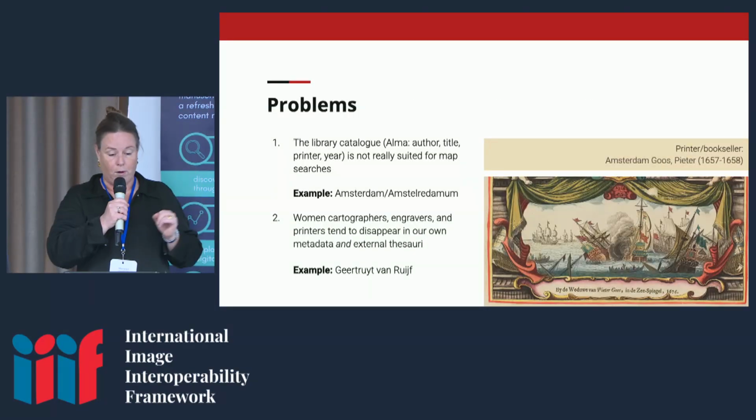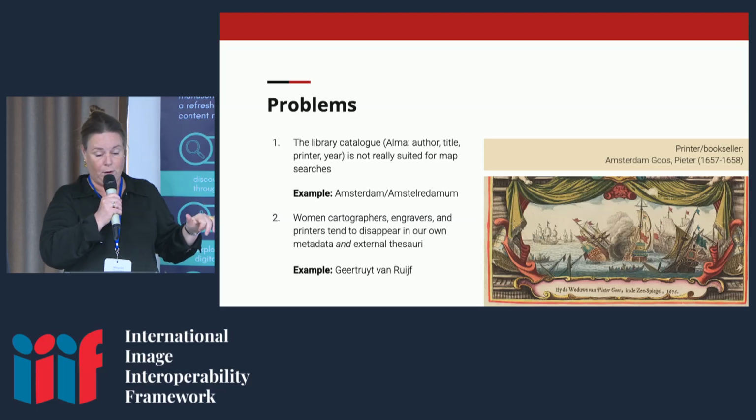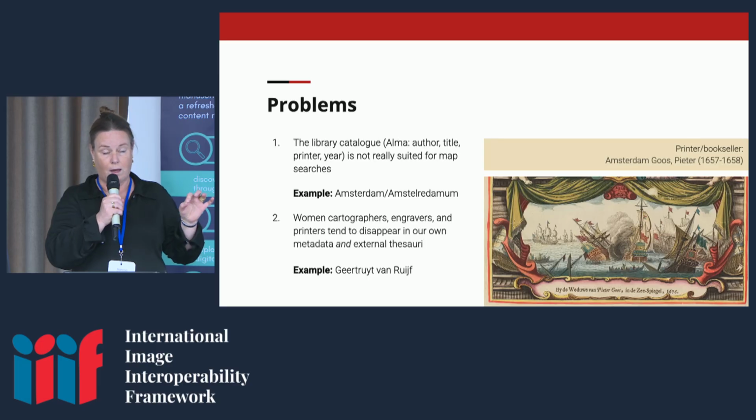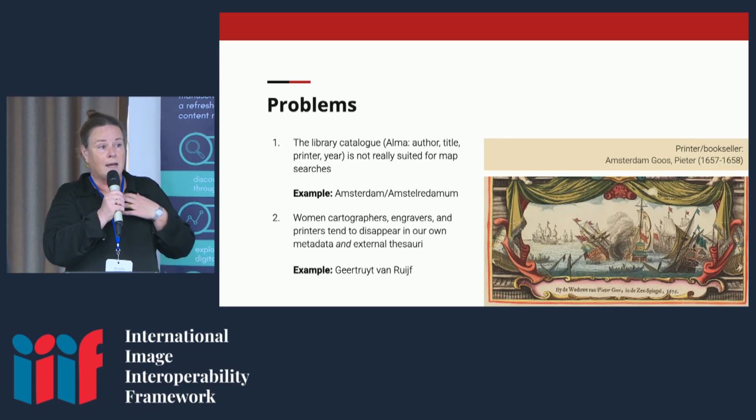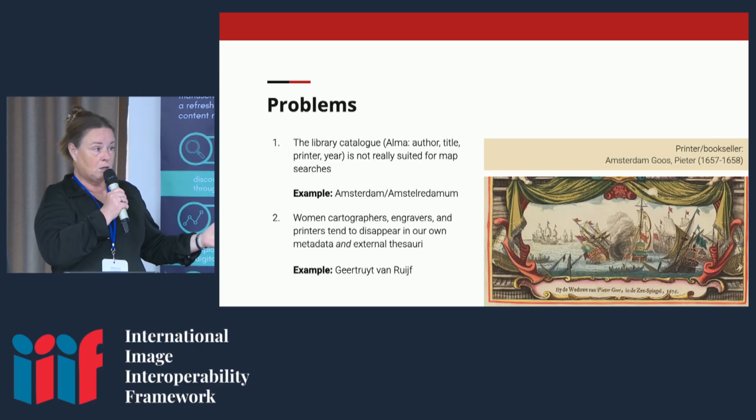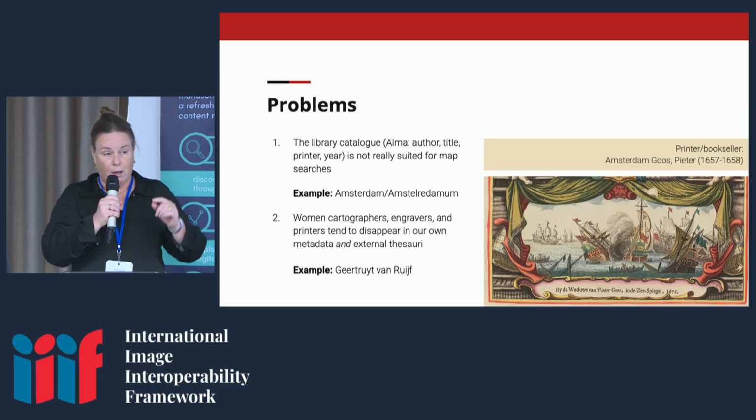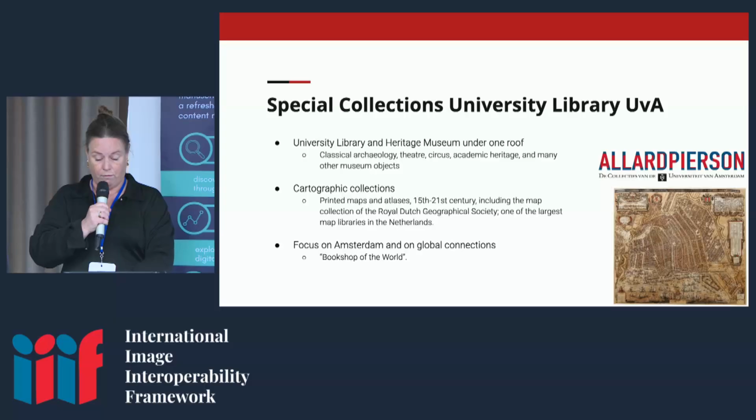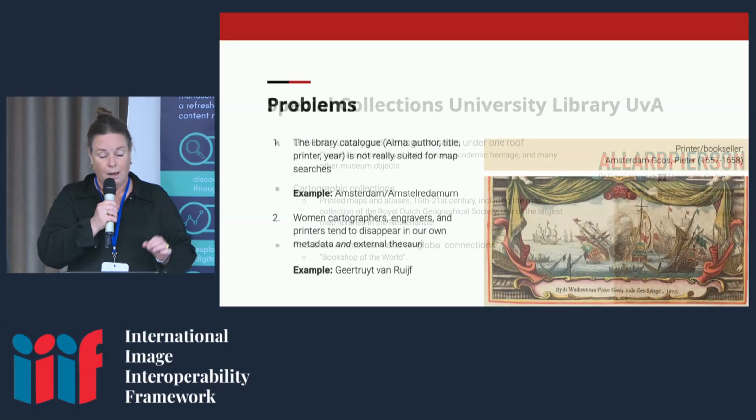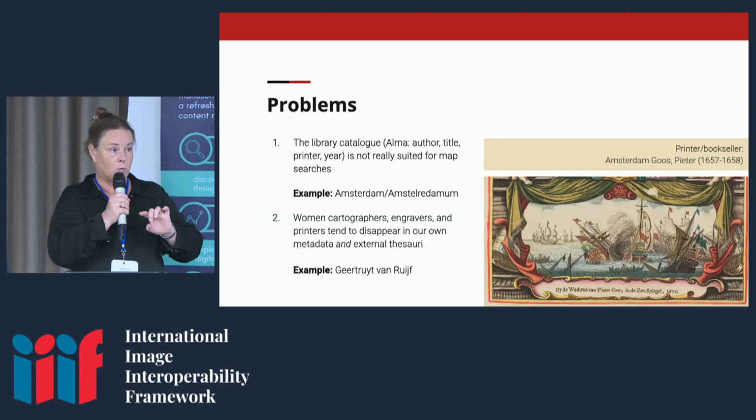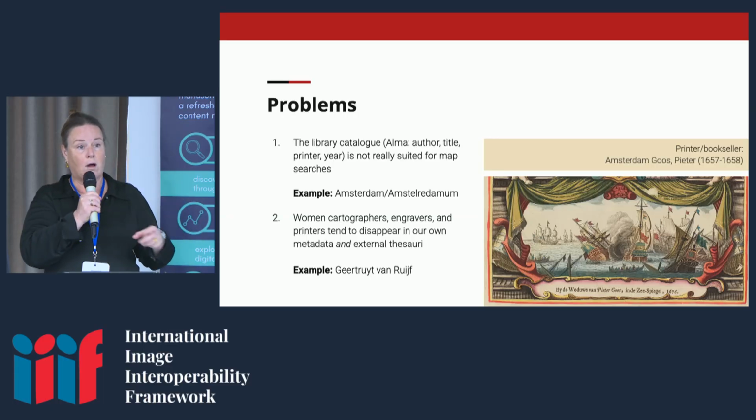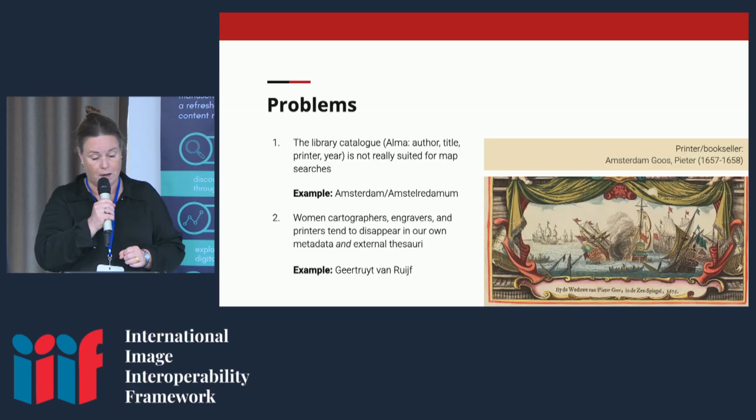We had some problems. We are working for a library, so our maps are stored in the library catalog, which uses ALMA with as data author, title, printer, year. And it's not really suited for map collections because people ask us, what are the maps of Amsterdam that you have? What are the maps of India that you have? And with this system, it's difficult to find. For example, on the previous slide, there was a map of Amsterdam, one of our flagship maps. The title is actually Amsterdam. So when you search in the library catalog, you don't find this map because it doesn't use Amsterdam.